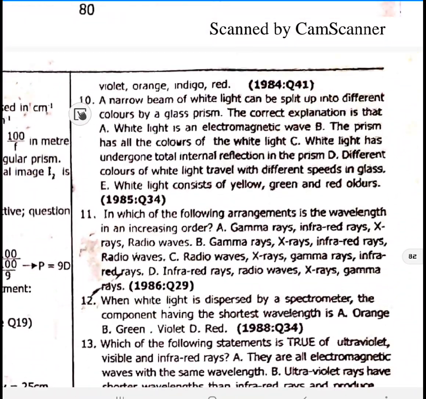Number ten. A narrow beam of white light can be split into different colors by a glass prism. The correct explanation is that different colors of light travel with different speeds in glass. Option D. Number eleven, in which of the following arrangements is the wavelength in increasing order? Eleven is option B: gamma, X-ray, infrared ray, radio waves. Radio waves have the highest wavelength but the shortest frequency.